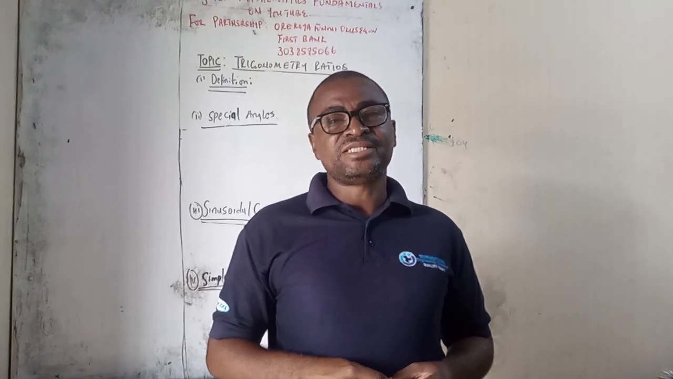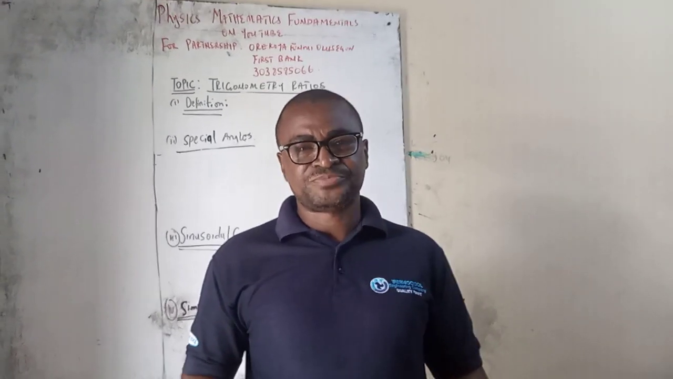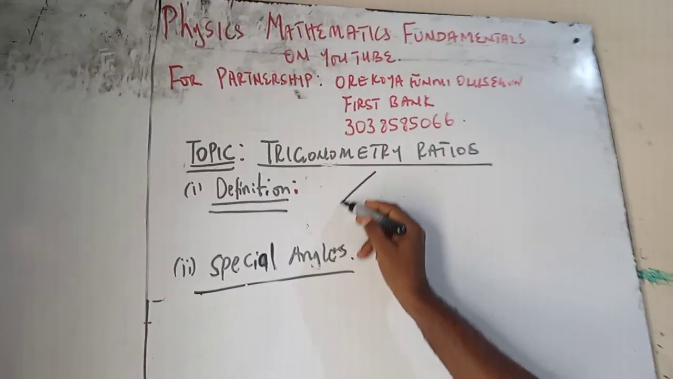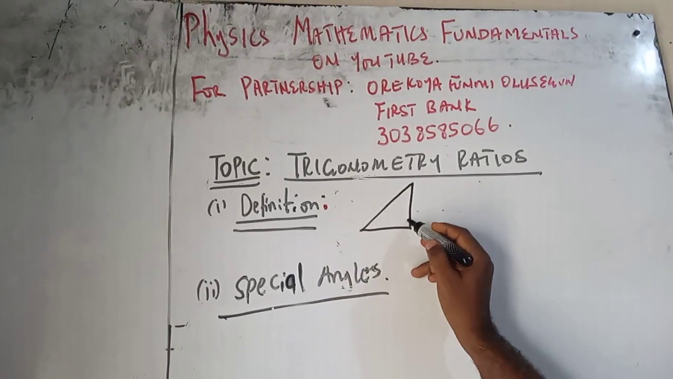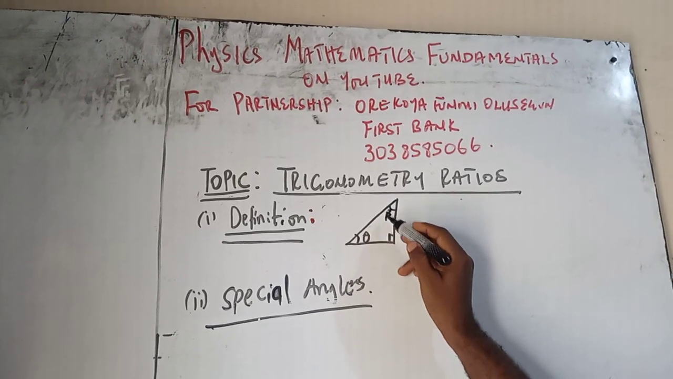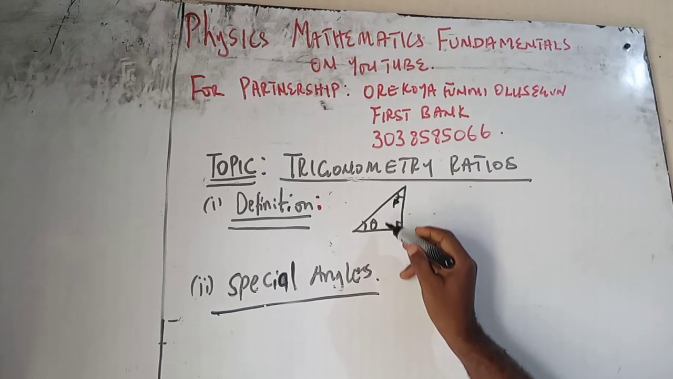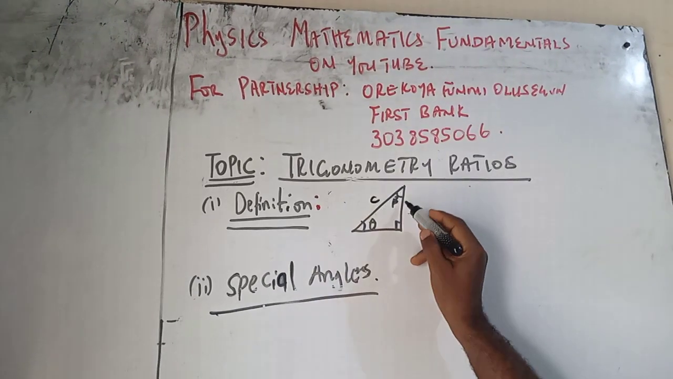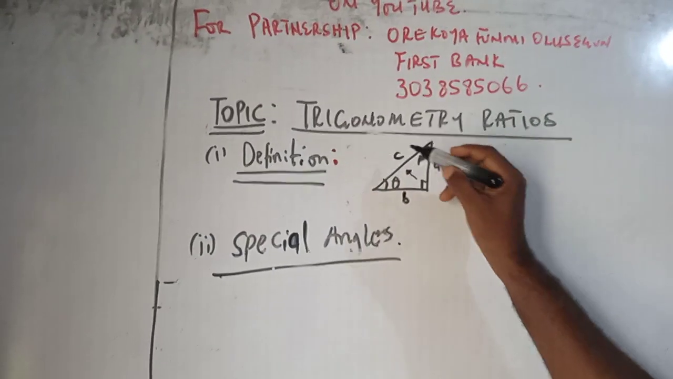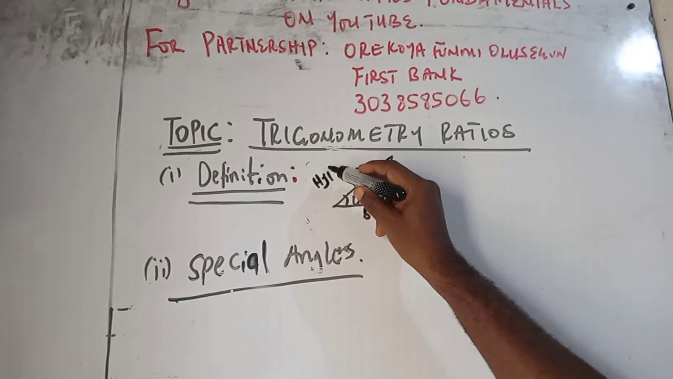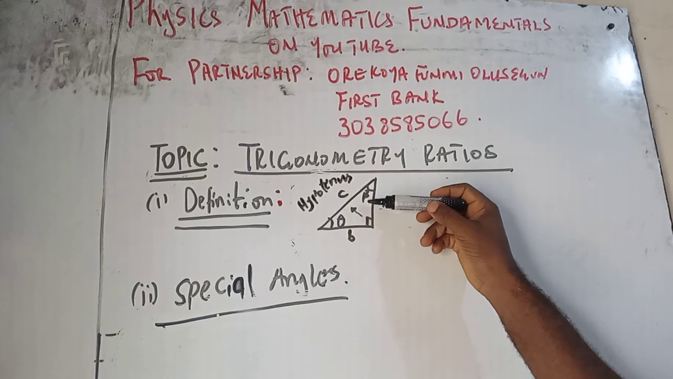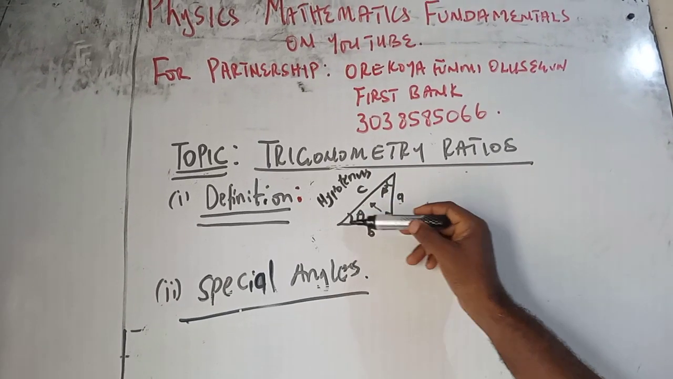Now, today we are taking a topic on trigonometry ratio. Trigonometry ratio is just talking about the relationship between the side and the angle in a right angle triangle. Look at this right angle triangle here. Let me say I have angle theta and angle beta, and I have this side as C, this side as A, and this side as B. The side that is facing angle 90 degree is called the hypotenuse. So trigonometry ratio is talking about the relationship between this angle as well as the side of a right angle triangle.